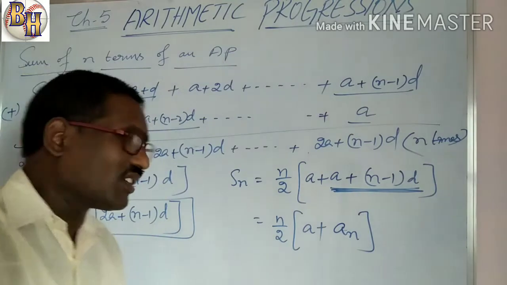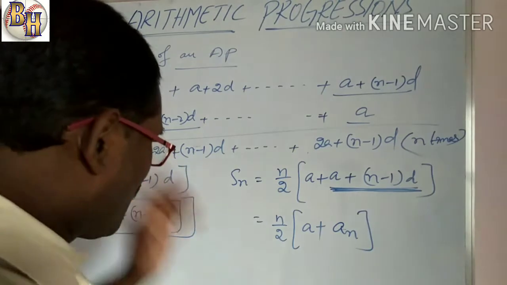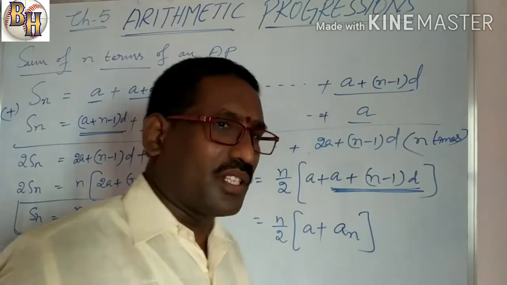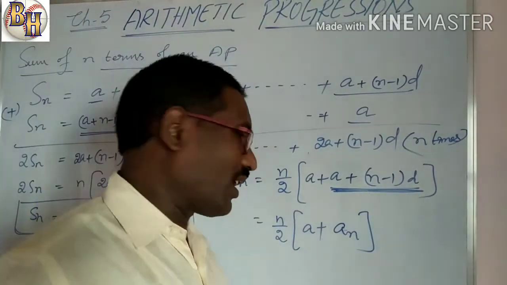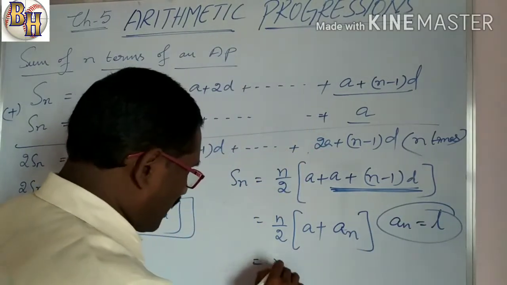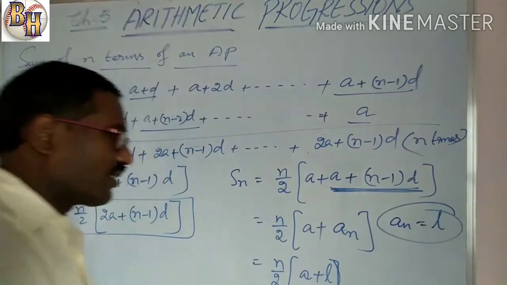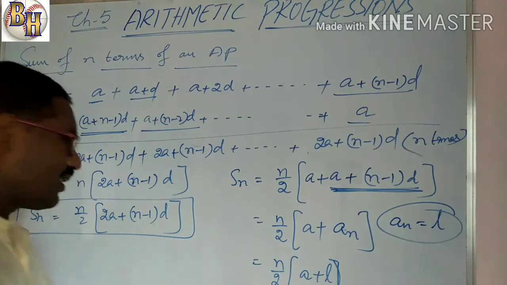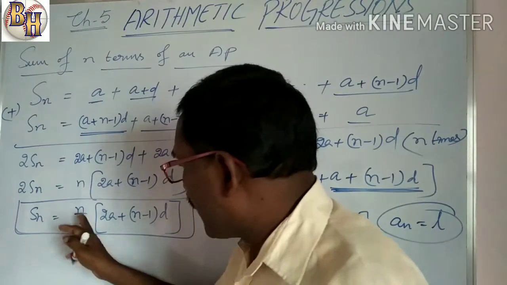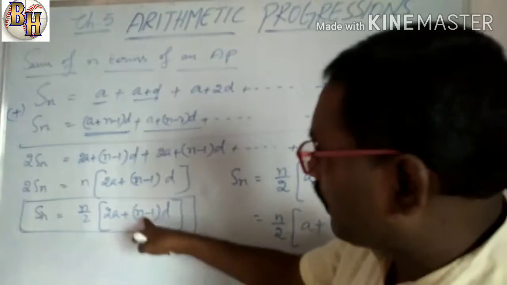Suppose for example, sometimes if you know the number of terms, and the first and last term are given, directly we can apply this formula. This an sometimes we can write as the last term, l. That means n by 2 into a plus l also we can write. Sum of n terms of an AP, very important. See here a, d, n: a means the first term, d the common difference, and n is given, then you have to apply this formula.